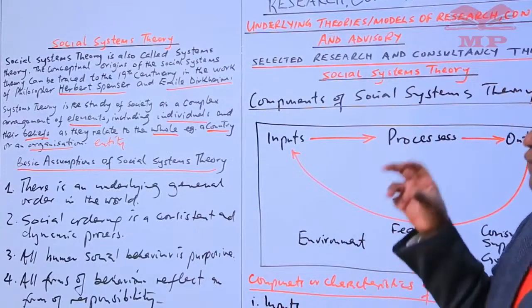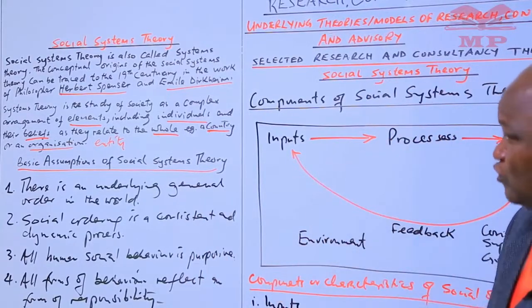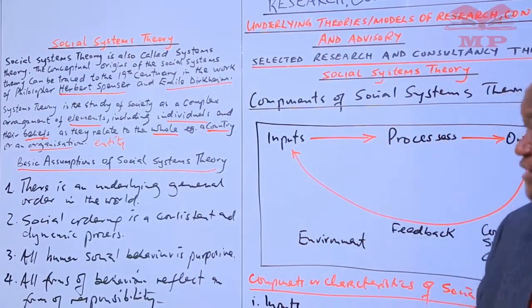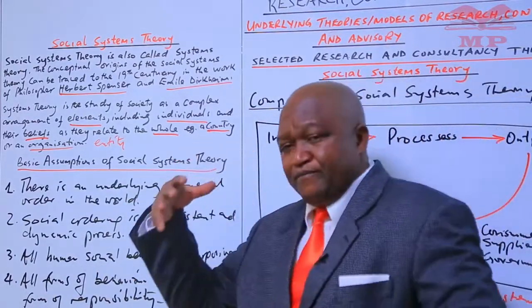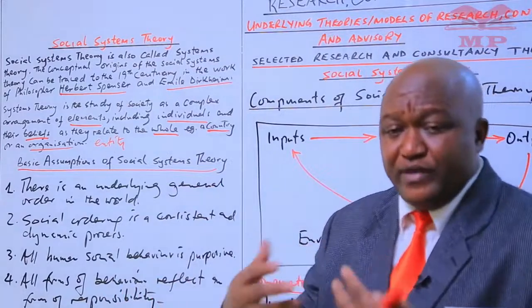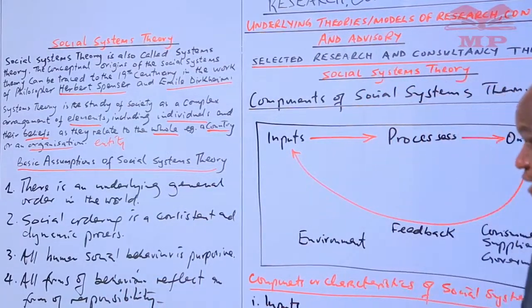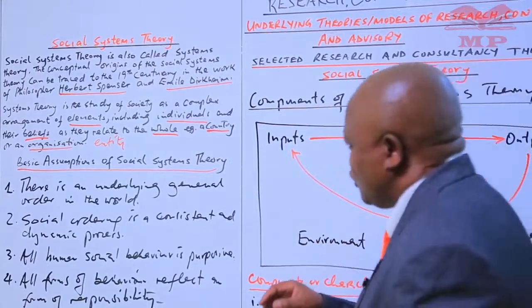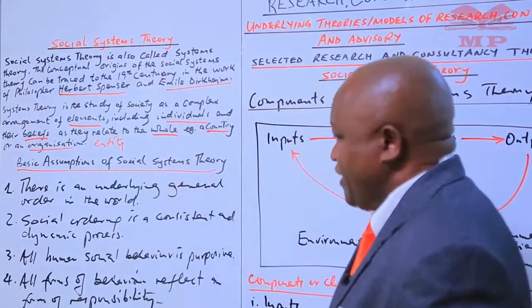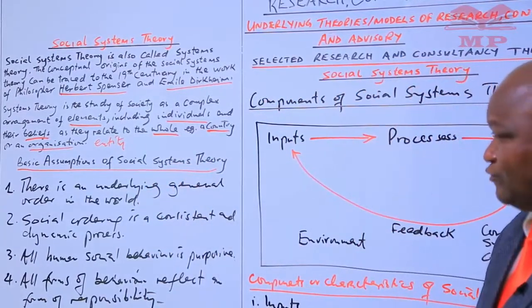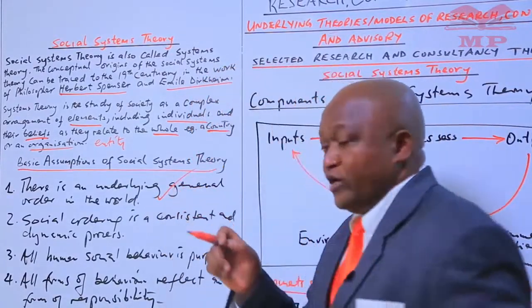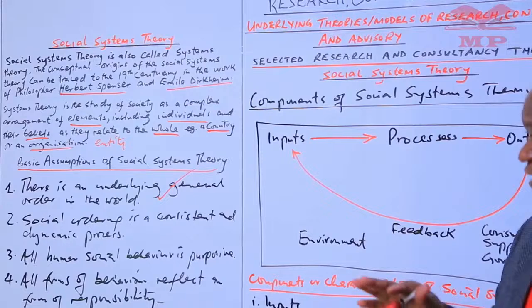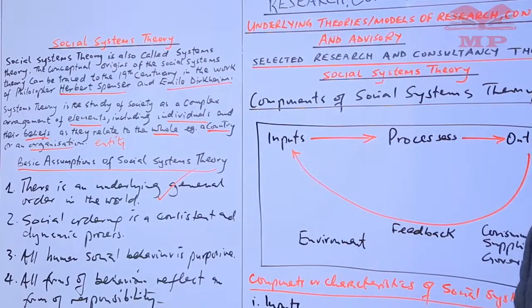And we have seen that the whole could be a corporation, a country, a county government, for example, or an entity like a church or any other social organization. And we have gone ahead to see some of the basic assumptions of social systems theory, where we have looked at 4 assumptions. Assumption 1 is that there is an underlying general order in the world. That is an assumption of the social systems theory.